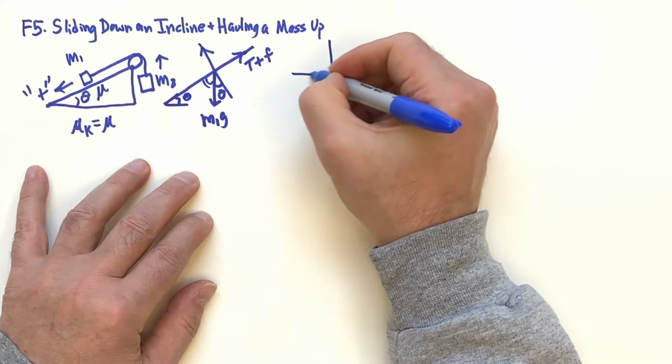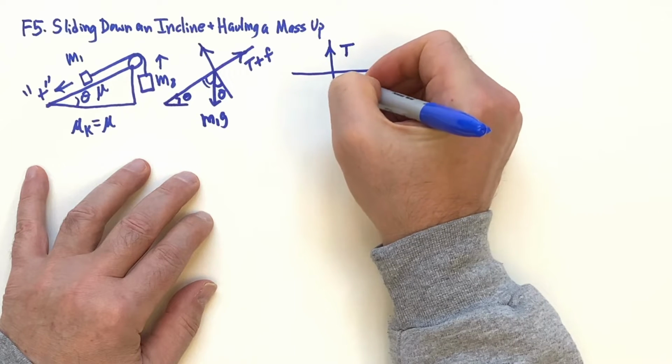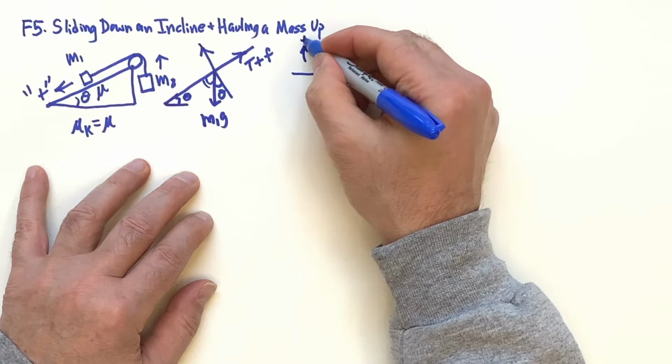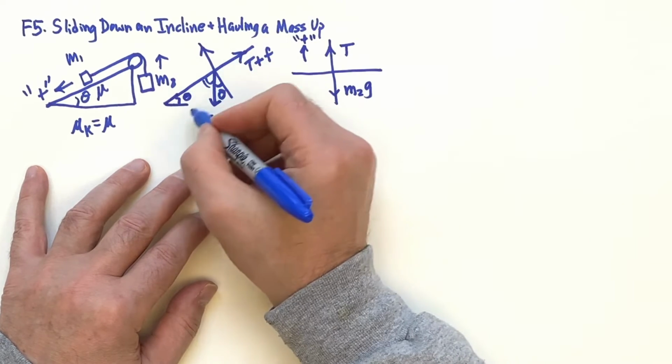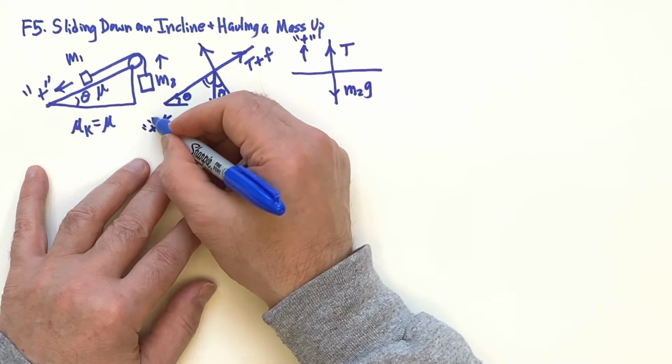And then the second mass, T going up, M2G going down, and here up is positive. And just to emphasize here, going down is positive.